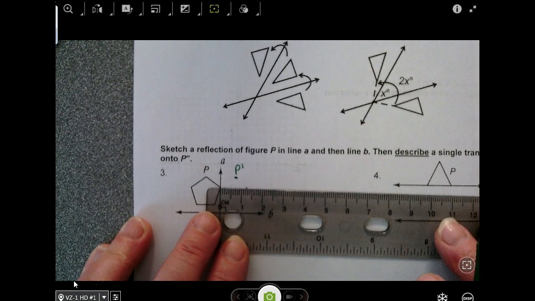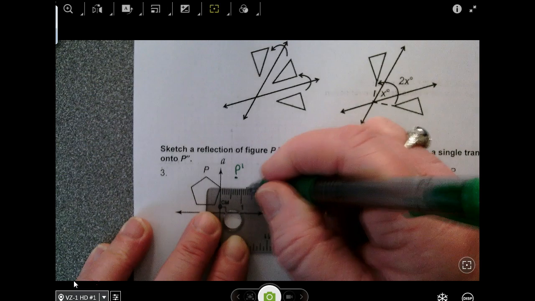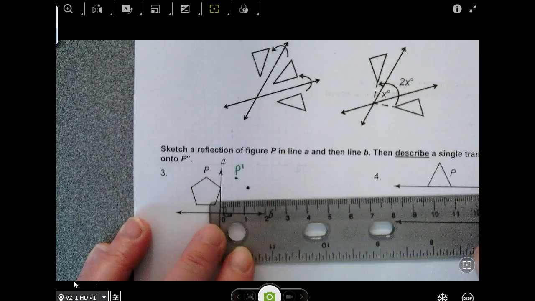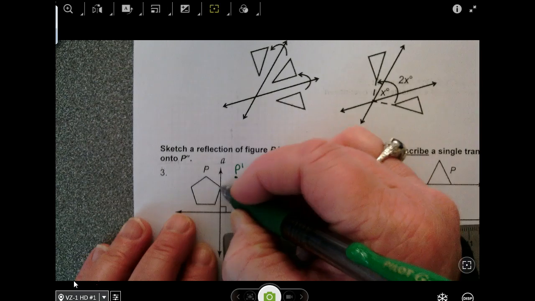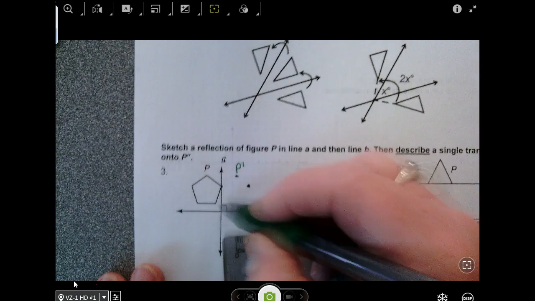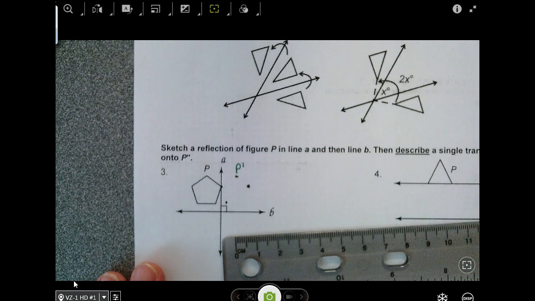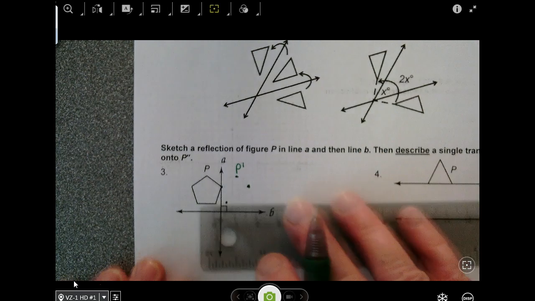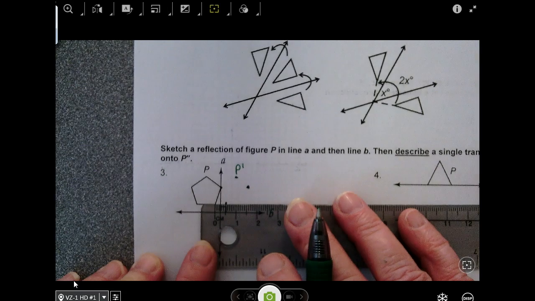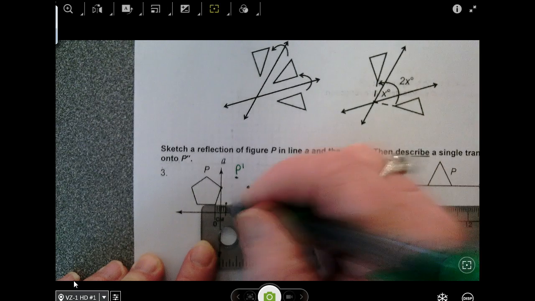Should be 1.3 on the other side. Yeah, it's about there. Just make a little dot. The one that's on the line stays where it is. And let's just quickly do a little estimate for this one, just to speed things up. I mean, you can measure that, but my goodness, it's 3 millimeters away.